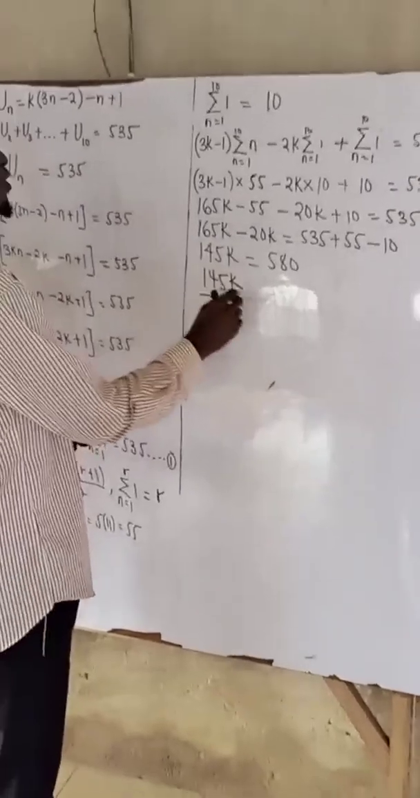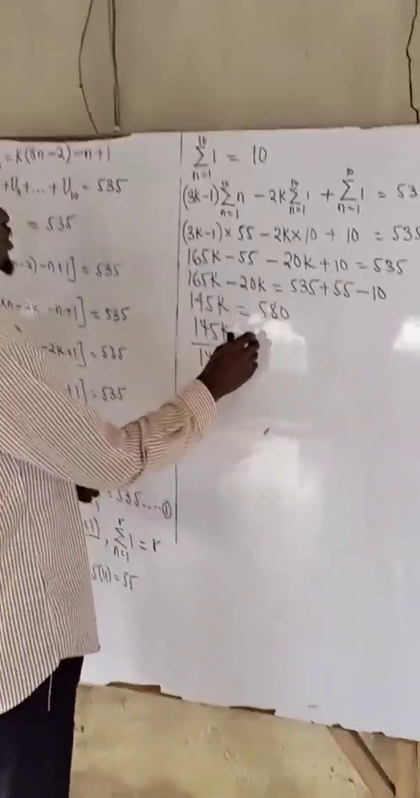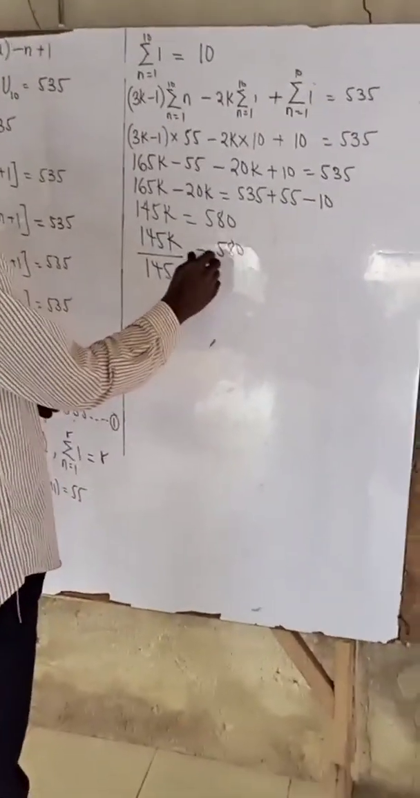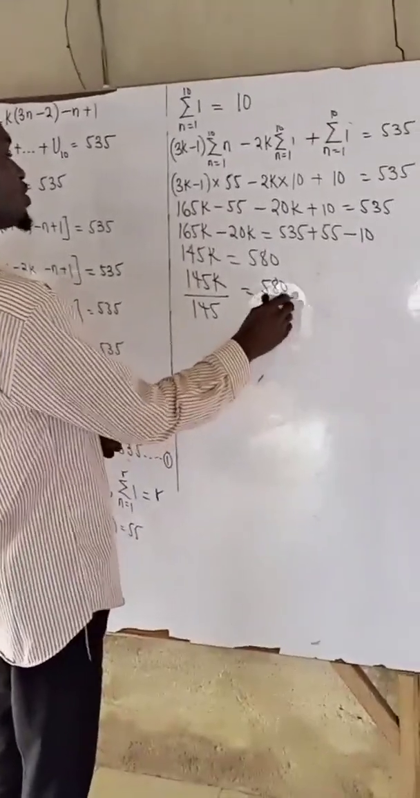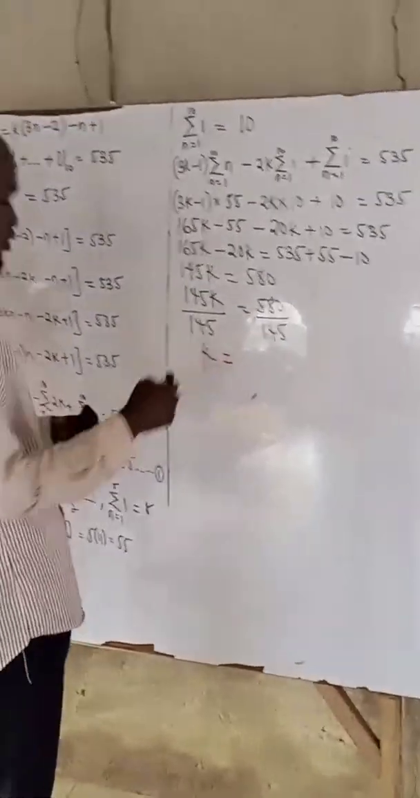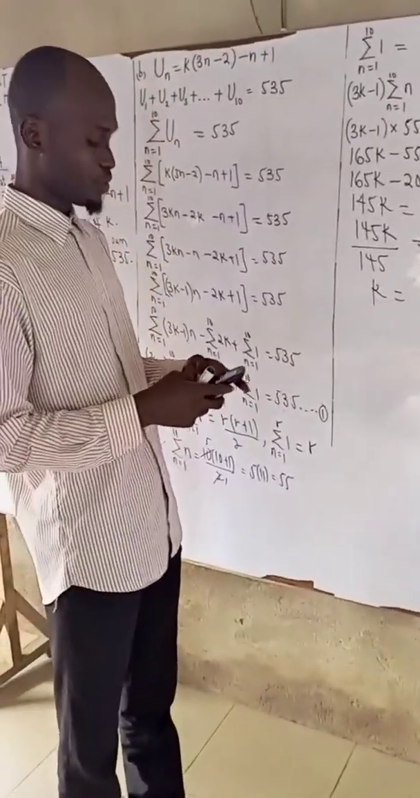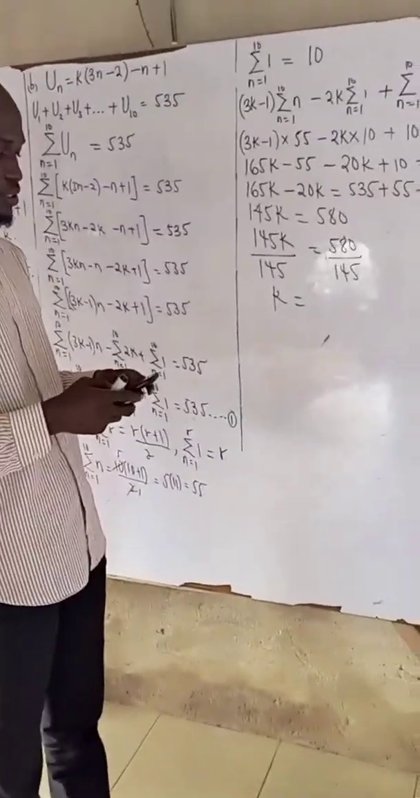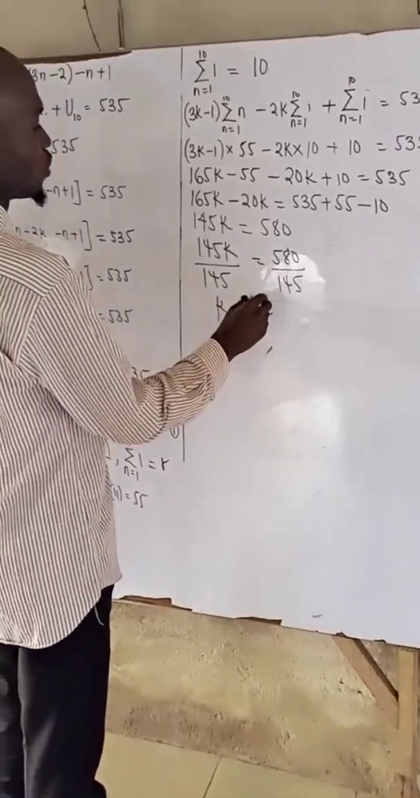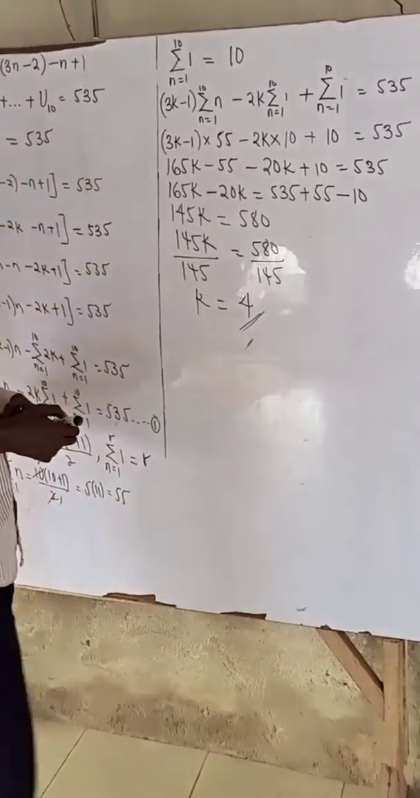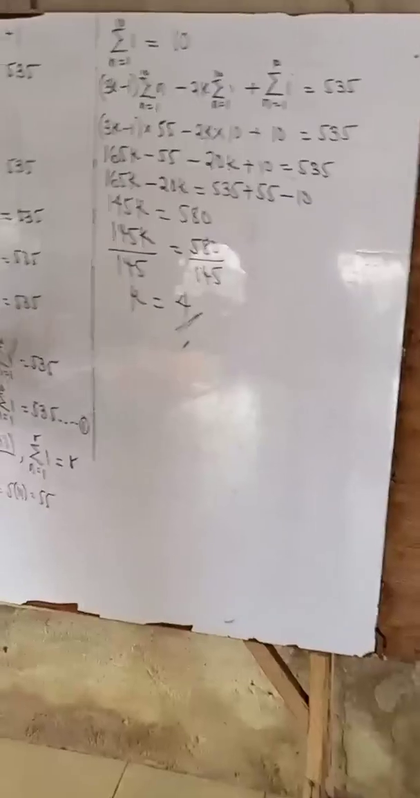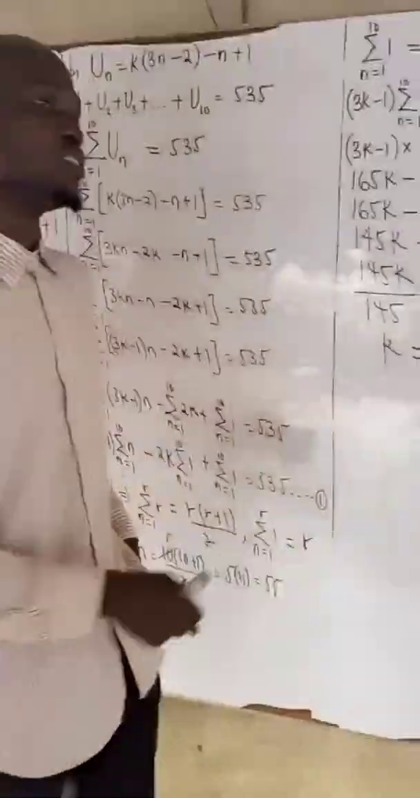Divide both sides by 145. That's 145k divided by 145 equal to 580 divided by 145. So k will be equal to 580 divided by 145. That will give me 4. So the value of k is 4. So this is the end of question 4B, and that means the value of my k is 4.